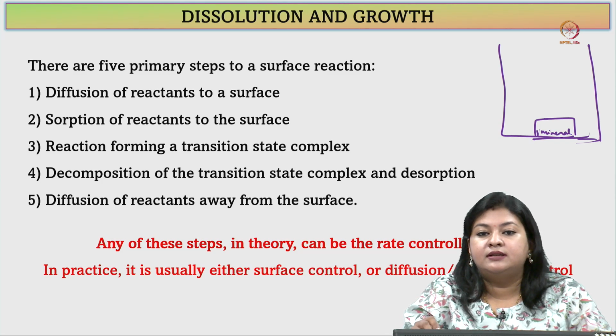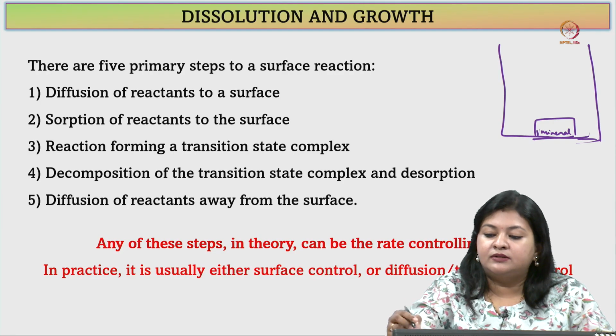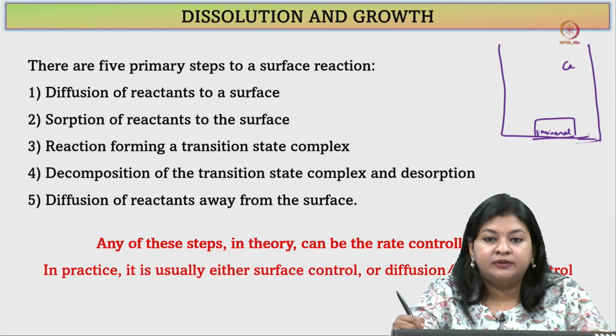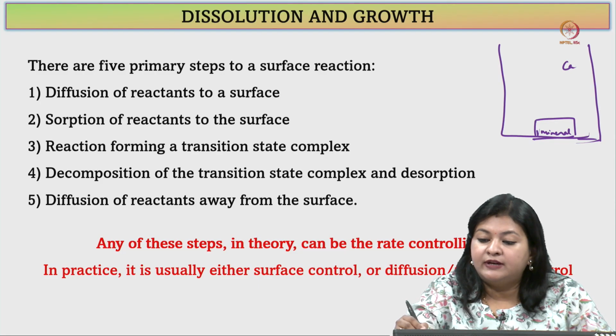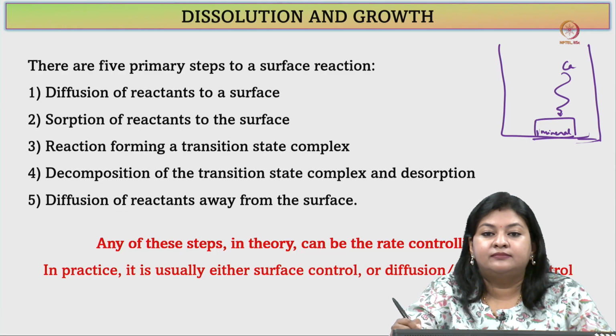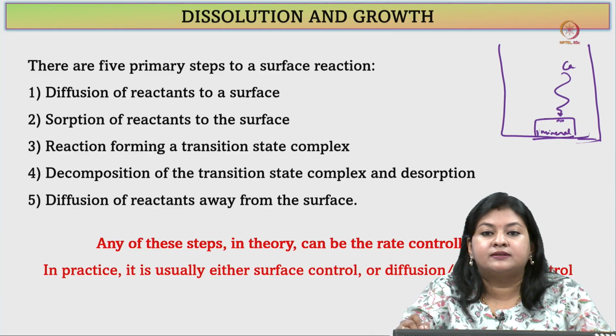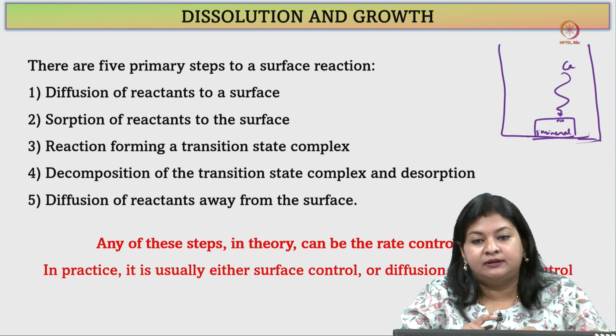Okay. So, this is some mineral and say suppose it is reacting, it is precipitating out. Say suppose this is calcium that is precipitating out, calcium carbonate is forming. So, calcium from that entire system has to diffuse to that surface. Second step, it has to get sorbed on the surface. Then the reaction has to happen.